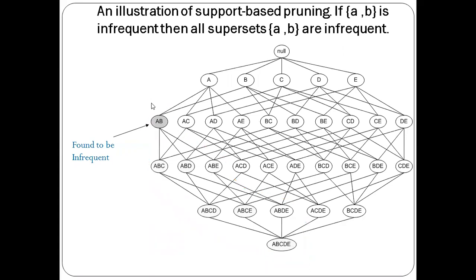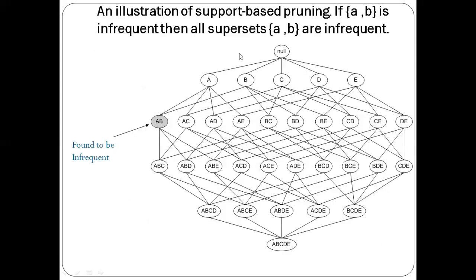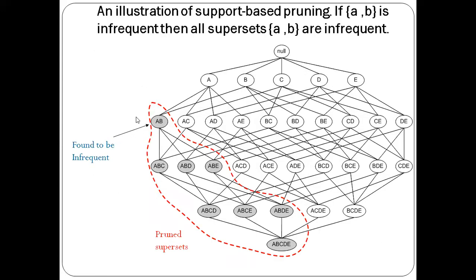One of the examples which I showed is here. If an item set is frequent, then all the subsets of that will also be frequent. If CDE is frequent, then all the subsets CD, CE, DE, CDE and the null set, all these will be frequent. Suppose an item set is infrequent, like if AB is infrequent, then all the supersets of that, that is ABC, ABD, ABE, ABCD, and ABCE, all these will be infrequent.